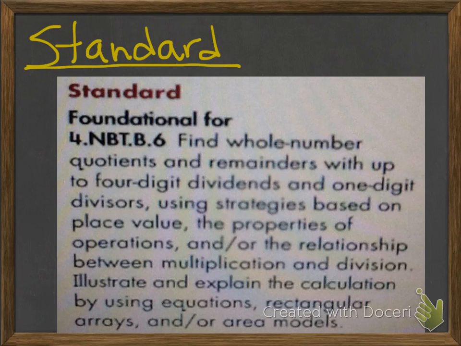Our standard is to find whole number quotients and remainders with up to 4-digit dividends and 1-digit divisors, using strategies based on place value, properties of operations and/or the relationship between multiplication and division.